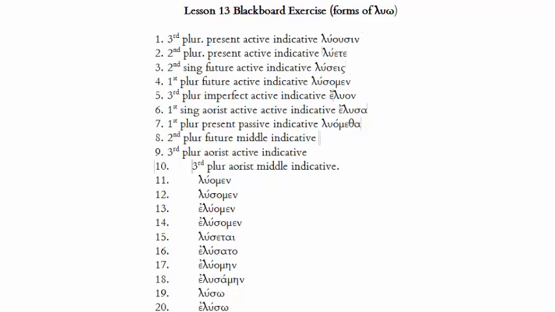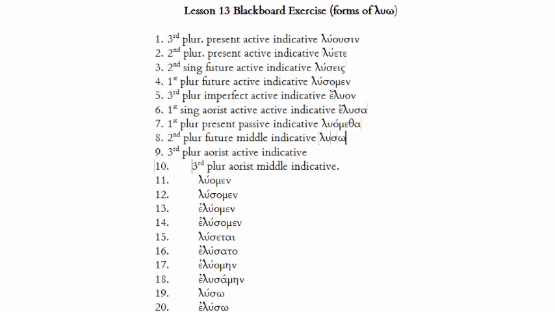Okay, now, how about this one? The second plural future middle. Well, how do we make any future for active or middle? We build it off the second principal part, right? Which is this, luso. So to make it middle, we put on the middle endings, which happen to be the same endings as the present middle passive endings. Now, let's take a look here.